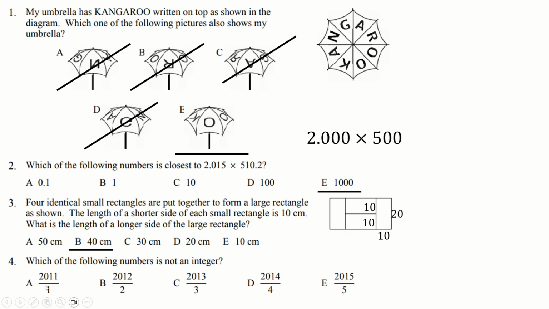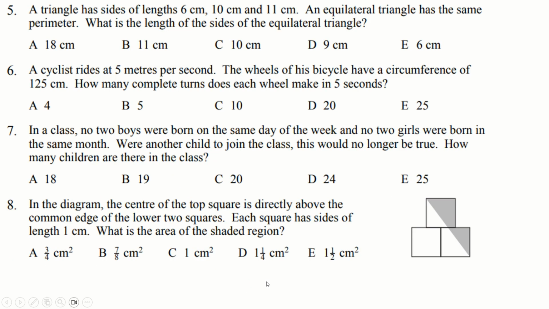Which of the following is not an integer? Well, anything divided by 1 is itself, so that's fine. This is even, so that's an integer 2. These sum to 1, 2, 3, 4, 5, 6, so this is divisible by 3, so that goes away. And this ends in a 5, so that is also an integer, which means this must be the right answer without even calculating it at all.